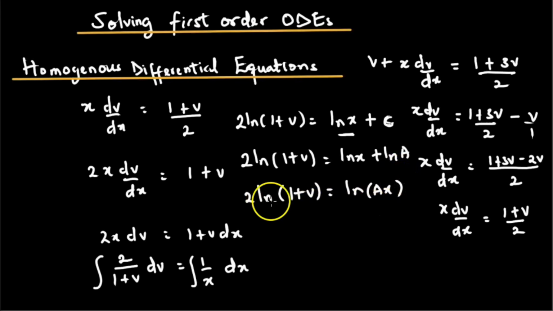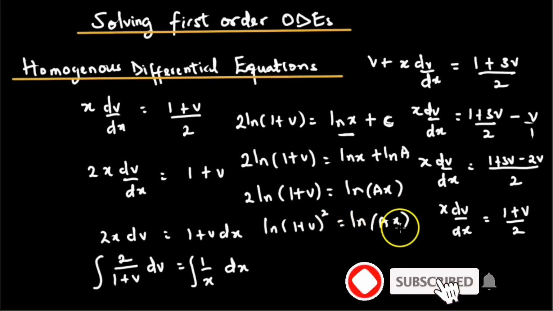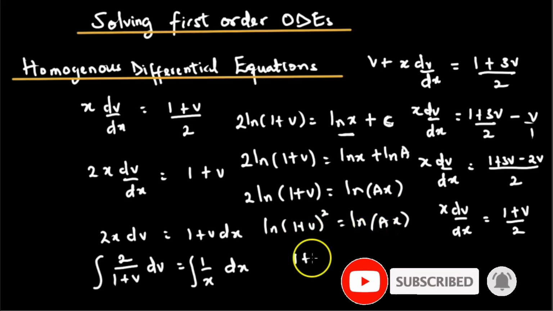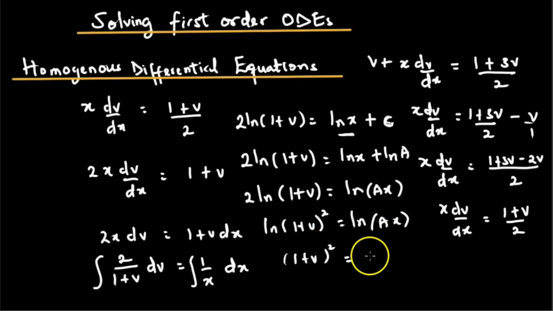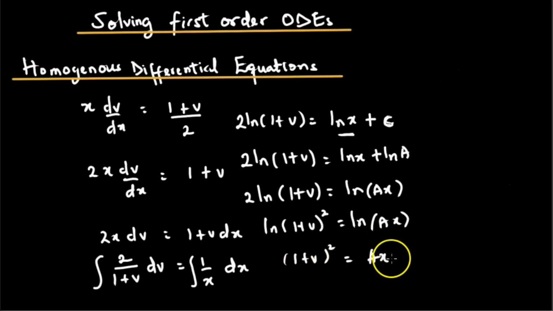I can also simplify this from the laws of logarithm. The 2 becomes the power. So ln (1 plus v) squared equals ln ax. From here I can conclude that (1 plus v) all squared equals ax. At this point, we are 90% done with our work. We have simplified to the point that we can now substitute and bring y into the equation, because we want to solve the homogeneous differential equation to obtain y.